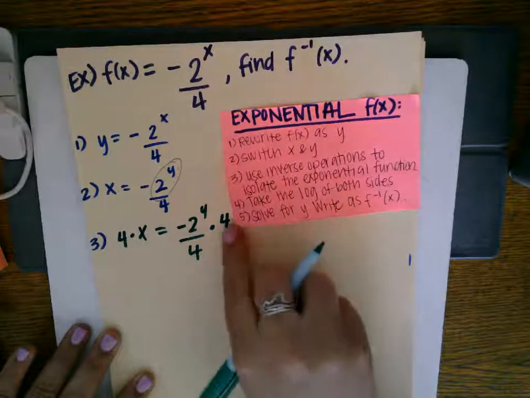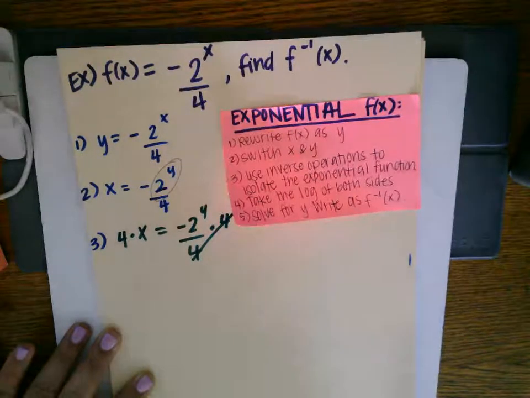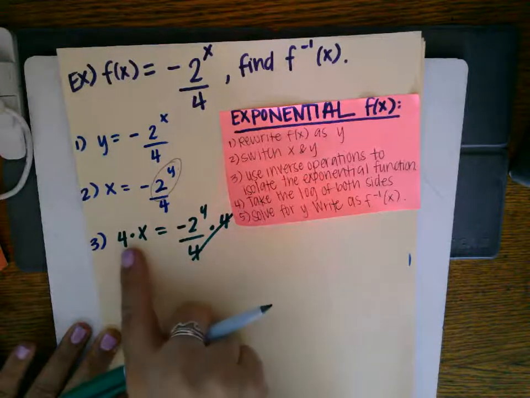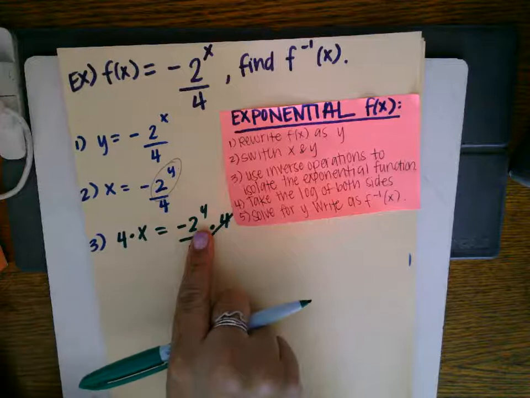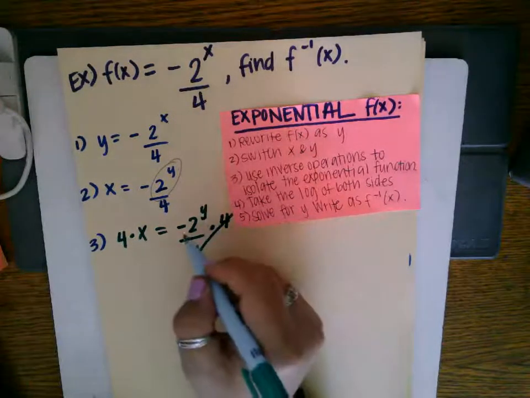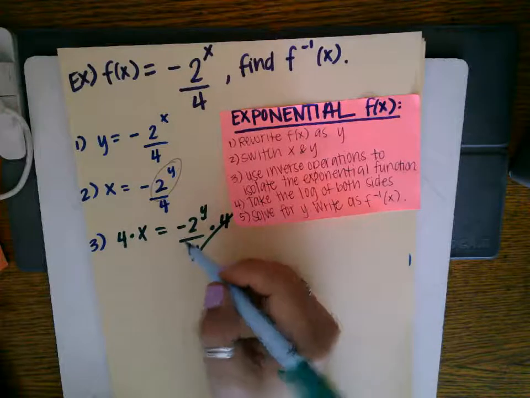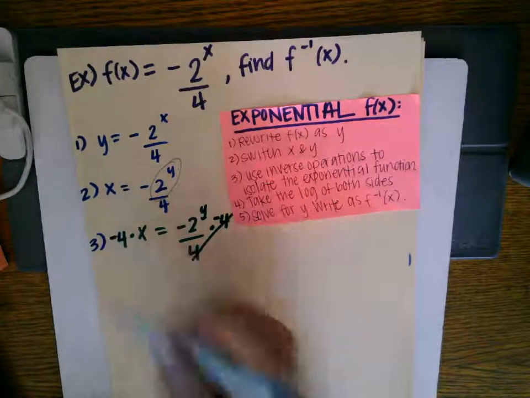Right? Doing so will eliminate and cancel my denominators. And whatever I do to one side of the equal sign, I should do to the other side of the equal sign. Otherwise, I'm not maintaining equality. Now I've got this pesky negative number. I could also multiply by a negative 4 on both sides.